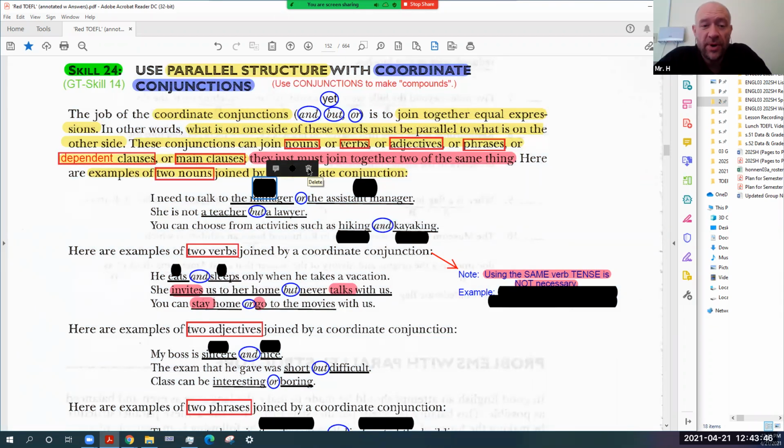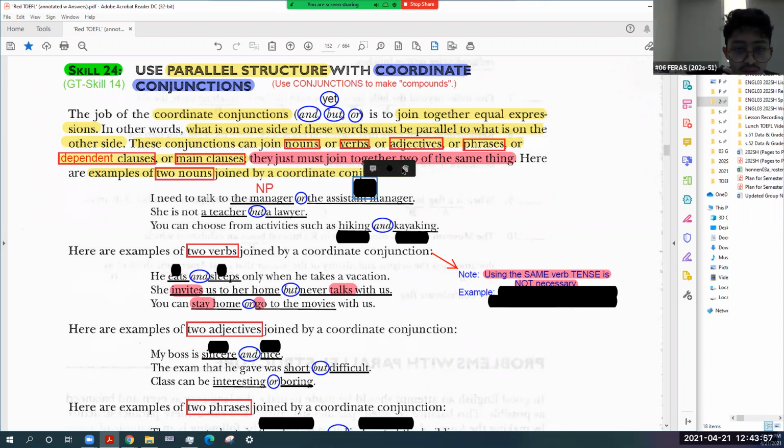What is it? Tell me the part of speech. Noun thing? Noun person. It's a noun person. Okay. How about the next one? Also a noun person. Okay. You must use a person here and a person here. If you put a thing and then a person, this is not parallel. You understand?